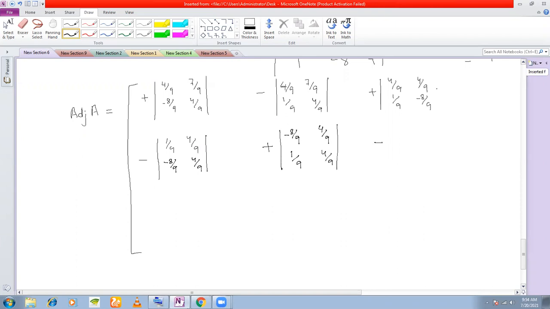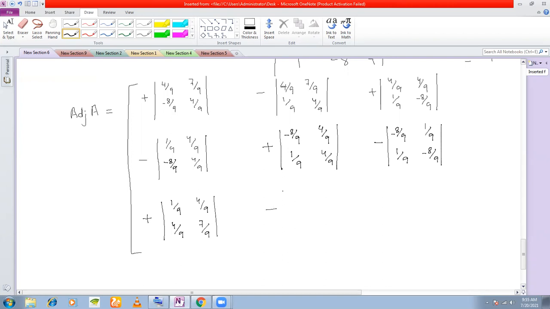Next minor here will be with a negative sign, minus 8 by 9, 1 by 9, 1 by 9, minus 8 by 9. Next minor with a positive sign will be 1 by 9, 4 by 9, 4 by 9, 7 by 9.